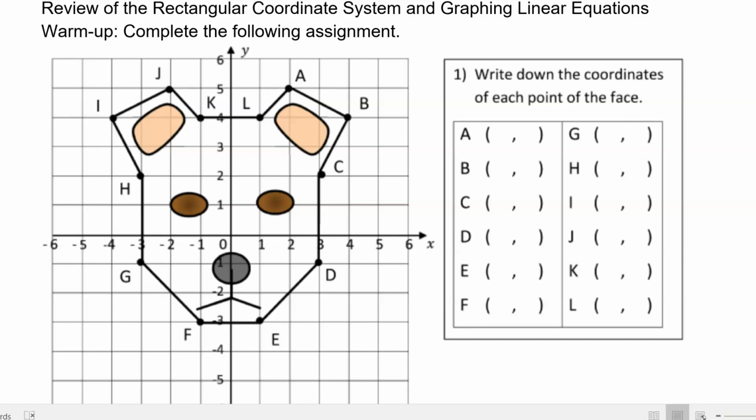For example, point A. Point A is here. What point is that? So if you look at the x-axis, we're at 2, and if we look at the y-axis, we're at 5. So I'm going to write 2, 5 for A. I want you to do the same thing for all the rest of the points. So what I want you to do now is pause the video and complete this exercise.